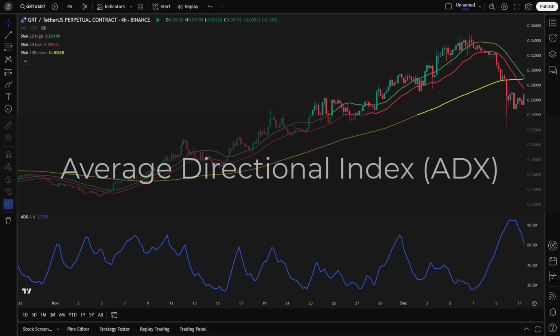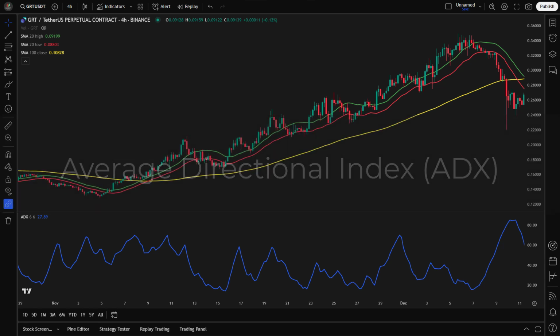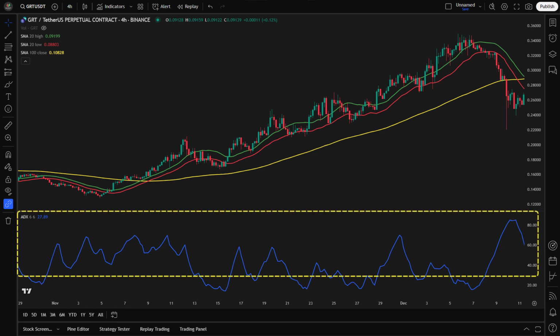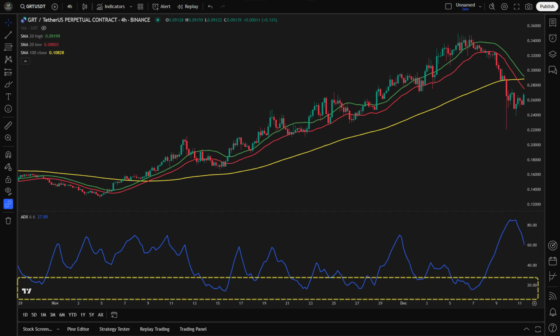Next, we bring in the Average Directional Index, ADX, a key tool for measuring trend strength. Unlike moving averages, which show price direction, ADX tells us whether a trend is strong enough to trade. If the ADX is above 25, it means the trend is strong, and we have a better chance of catching a solid move. If it's below 25, the market lacks momentum, and we avoid taking trades.